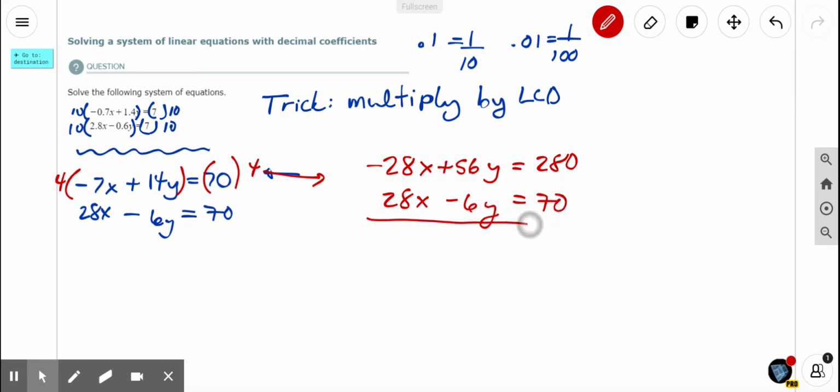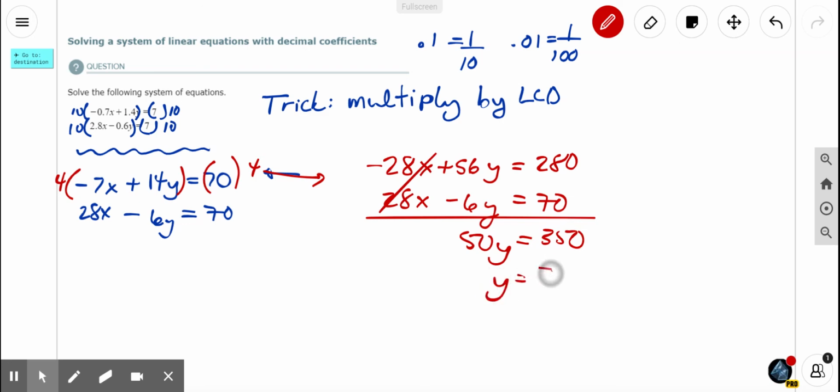And now we can add them together. And these are going to cancel. And you're going to get 50y equals 350. Divide by 50, and you're going to get 7. Okay, so y equals 7. And all you have to do is plug it back in.